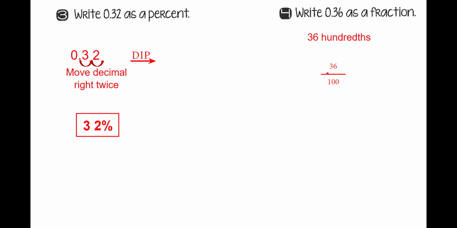Now we're almost done, but we still need to reduce. So we can divide both of them by 2 because they're both even. But if you are really good with your divisibility rules, you would know that you can also divide both of them by 4. That's the fastest way to reduce it so that you don't have to do it a bunch of times. So 36 divided by 4 is going to be 9. 100 divided by 4 is going to be 25. And you can't divide it any further. So 9 over 25 is going to be our answer. That's how you turn 0.36 into a fraction.